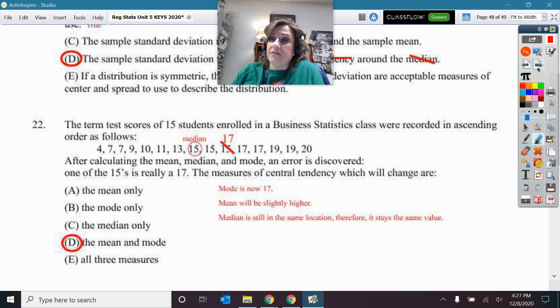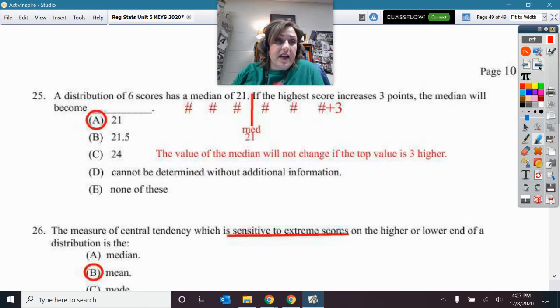All right. And 25. We have 6 scores. The median is 21. If the highest score is increased by 3 points, so here we have the highest score increased by 3 points. So that'll change the range. It will not change the standard deviation. It won't change the median because it's the same piece of data. It's just out there further. So it just might be qualified as an outlier.